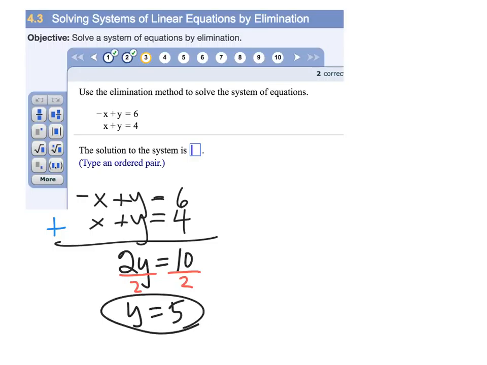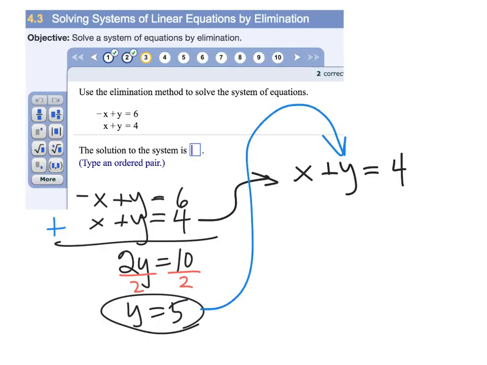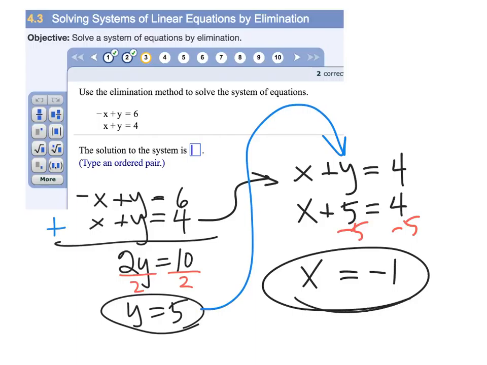So now that we know that y is equal to 5, I'm going to take either one of these two equations, and I like the second one, so let's copy that down. x plus y is equal to 4, and now I'm going to substitute 5 where y is. So it becomes x plus 5 equals 4. Subtracting 5 from both sides, we get x is equal to -1, and that is our solution. So we know that these two lines intersect at (-1, 5).